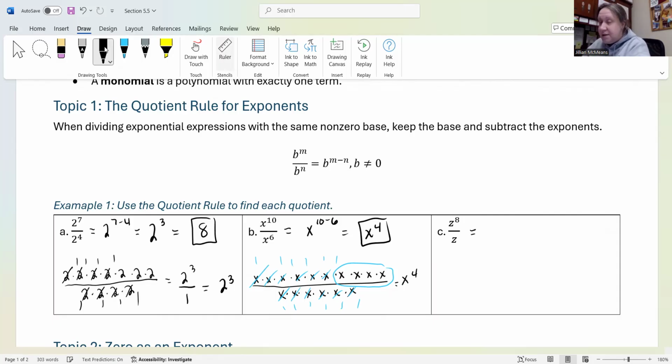So for part C, we've got z to the 8th divided by just plain old z, which is really z to the first. Remember, there's secretly a 1 there. Okay, so I have two expressions that are divided that have the same base. I keep the base and I subtract my exponents. So this just becomes z to the 7th power. Okay, so that is how the quotient rule works.